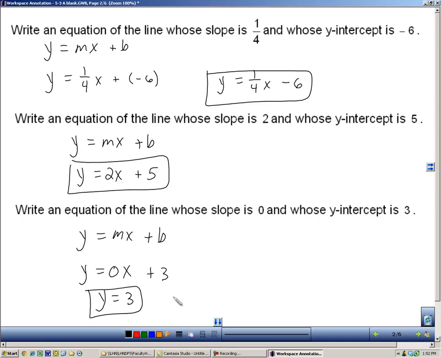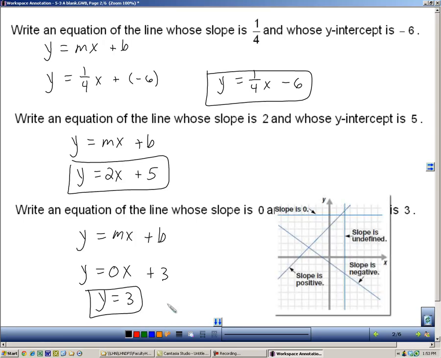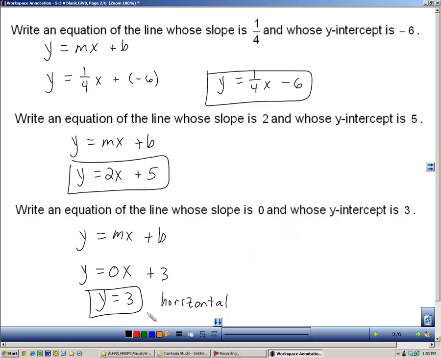Now this is a special line. If you remember correctly, when you have a 0 for your slope, that's going to be a horizontal line. And all horizontal lines are y equals a number. So this one is a horizontal line of y equals 3. But all you do is plug in the slope and the y-intercept into the equation and write it in slope-intercept form.